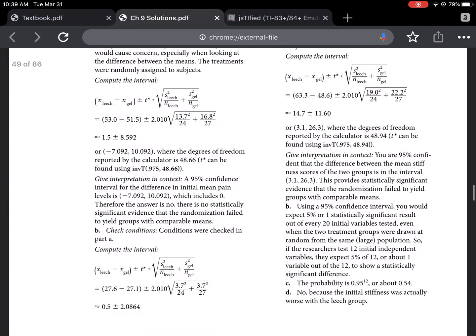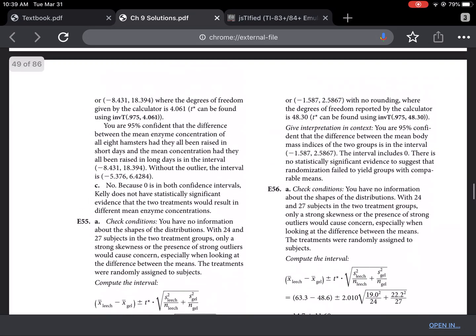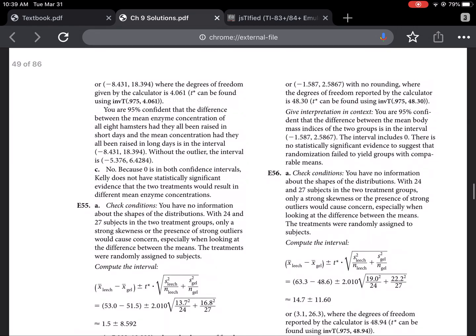Okay? So if I come down here to part B, apologize, you can see that the calculator answer is near the top. And it says we're going to get negative 1.587 to positive 2.5867. Okay? And you can see once again that 0 is definitely in that confidence interval.